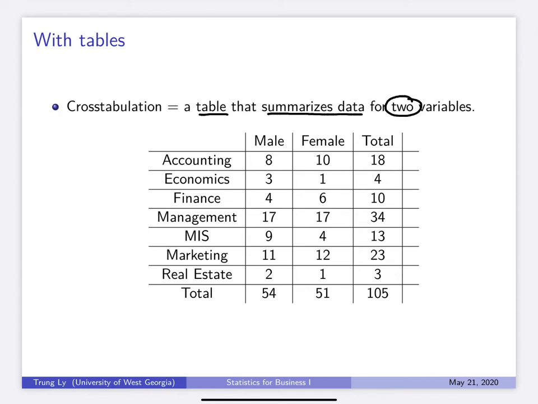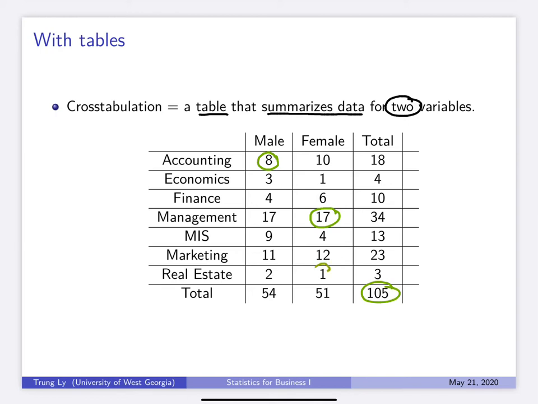Let's look at this example. I have a sample of 105 students, and I group them not only by major but also by gender. The idea is each of the cells gives me the number of observations that satisfy both categories. Right? So, for example, the number 8 here tells me that there are 8 accounting students who are male in my sample. The number 17 here tells me that there are 17 management majors who are female.